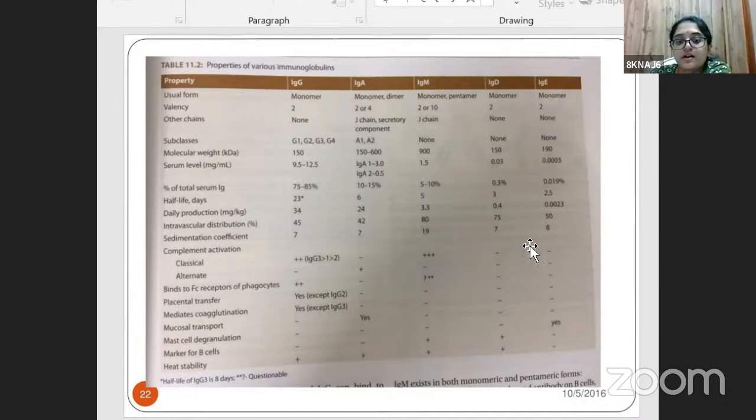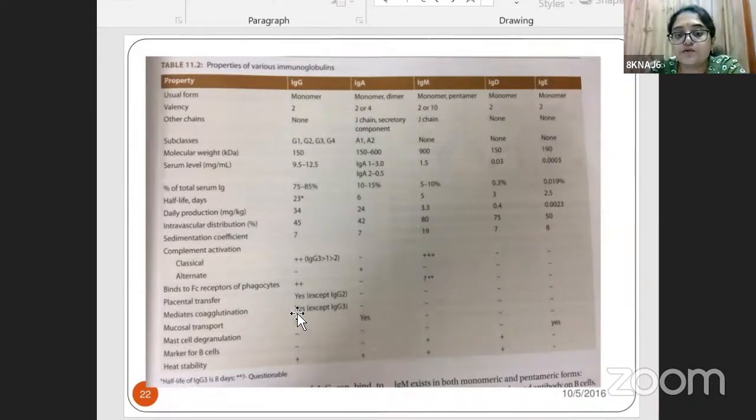And then complement activation is also given over here, whether it is the classical pathway or the alternate pathway. We will be looking at it in the next class. Then, whether it binds to the Fc receptors of phagocytes: IgG and IgM bind. The rest don't bind. Whether there is placental transfer: IgG is transferred from the mother to the child. So maternal placental transfer is present. Only IgG antibodies can do that, not any other antibodies.